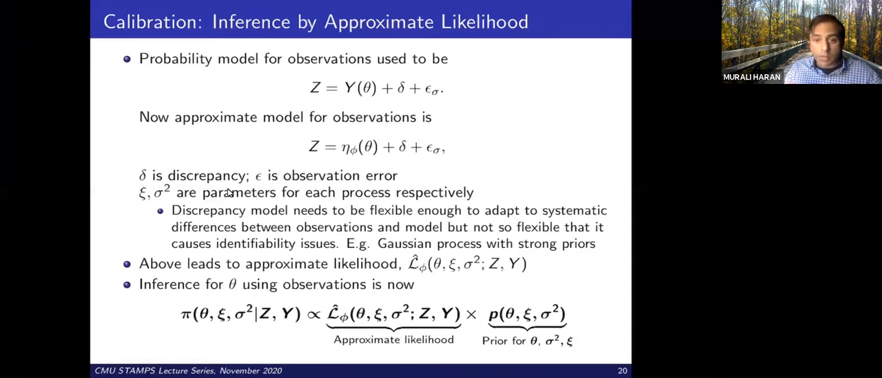And so at the end of this whole process, we land up with something that looks like this. You have an approximate likelihood function, where the approximation has to do with the fact that we replace the original computer model with this approximate, stochastic model. And that leads us to this approximate posterior distribution on which we're going to base our inference. So that's the conclusion.